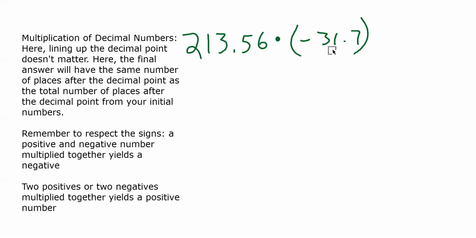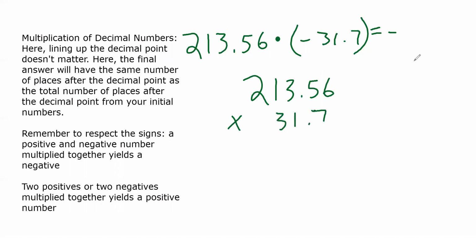So you have a positive multiplied by a negative. What kind of number is that going to yield? A negative number. Once you know it's negative, slap your sign down there, and then you can do the multiplication. And you don't have to worry about putting your sign down. And really, you don't even have to worry about lining up the decimal point, as I promised. Lining up the decimal point no longer matters.